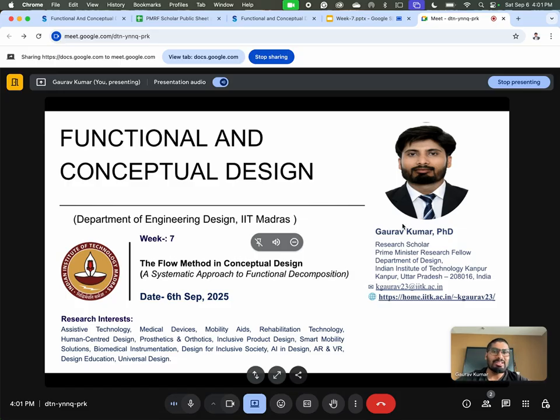As you can see on the slides, we have a systematic approach to functional decomposition. This highlights what makes this method so powerful. It is not random or intuitive but structured, disciplined and repeatable. This is particularly important in modern product design, where complexity continues to grow with the integration of mechanical, electronic and digital technology.